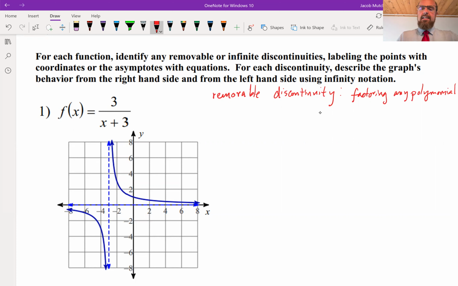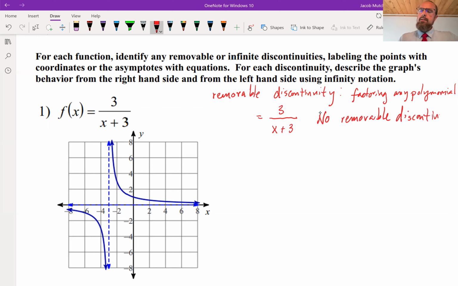But if I look at this function, there's really not a whole lot to factor in the numerator or the denominator. 3 is itself, that's a constant. Similarly, x plus 3 in the denominator is a factored linear binomial. So there's nothing to factor, which means no cancellation. And the bottom line here is that there's no removable discontinuity. So here we see a non-example of a rational function with a removable discontinuity. It's just not here. Always a challenge to spell discontinuity. Let me correct that, discontinuity.